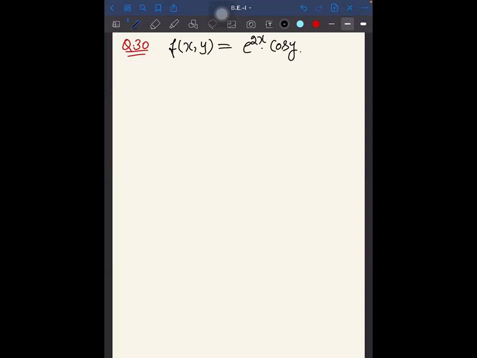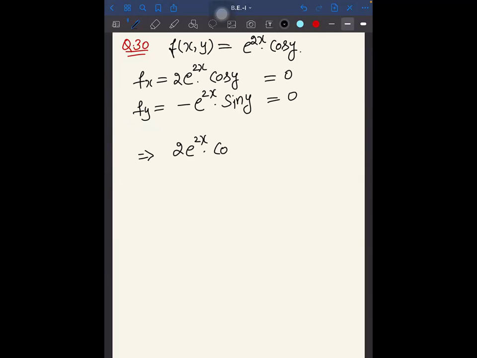So let's find out fx first. What is fx? 2e^(2x) cos y. And what is fy? Minus e^(2x) sin y. I've taken that minus sign outside. So let's set them to 0: 2e^(2x) cos y is equal to 0, and e^(2x) sin y is equal to 0. Now what happens is that we cannot get any solution for this.